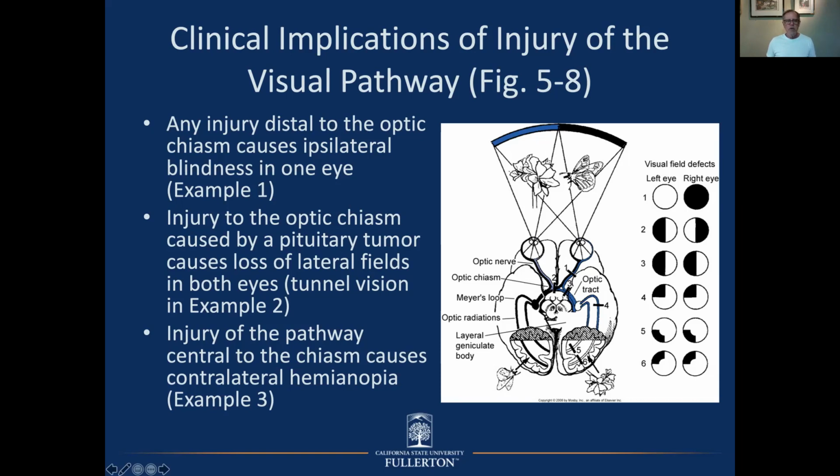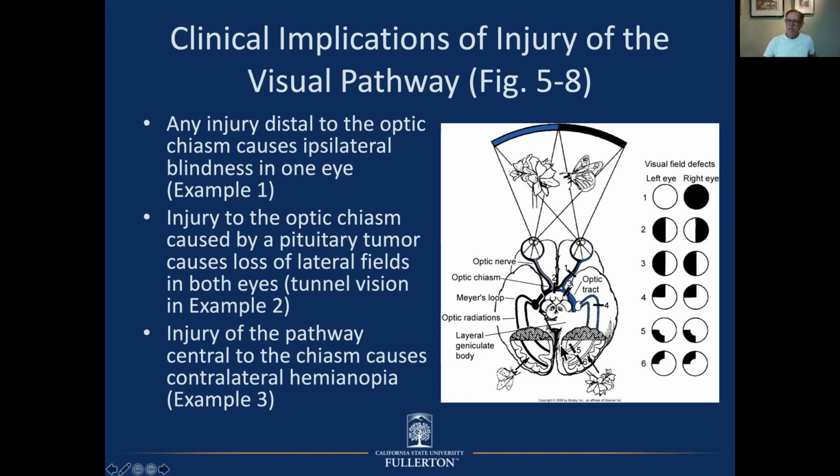Let's go to number 3. I'm going to skip number 2 for a moment. Let's go to number 3, because this is actually the pattern that you're going to see time and time again. This is an injury of the pathway central to the chiasm. So it can be where do they have number 3? Right here. It could also be the entire internal capsule or the optic radiation part of the internal capsule.